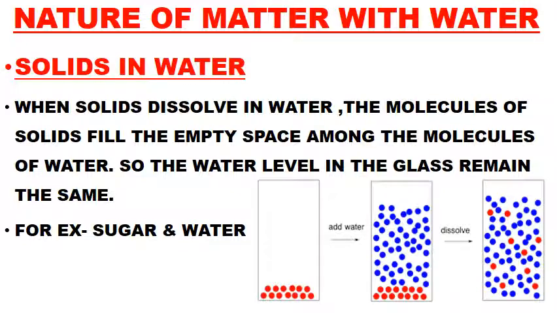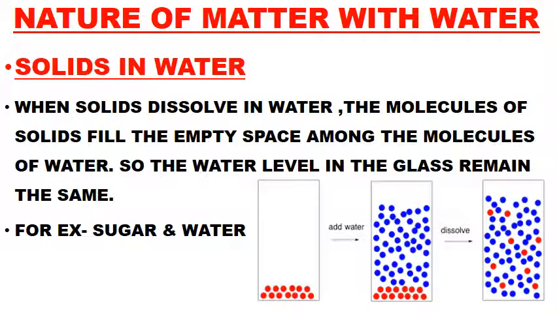Students, we have learned that substances like sugar and salt are soluble in water. This means that the molecules of sugar and salt find space between the molecules of water. For example, we will take sugar and water. Now, in the picture, the red color molecules are for sugar and the blue color molecules are for water.